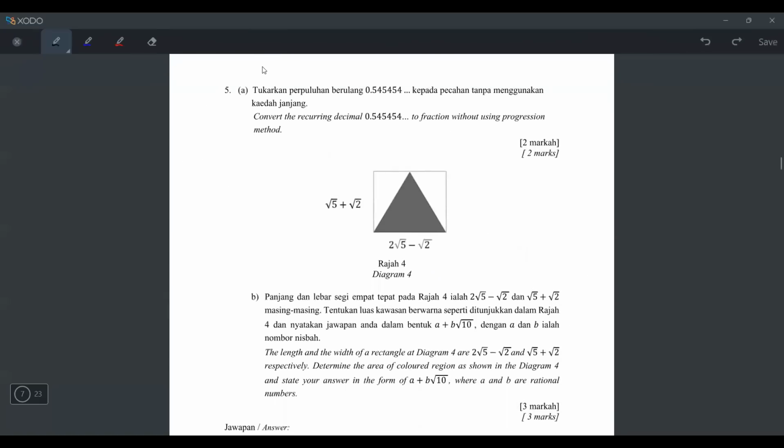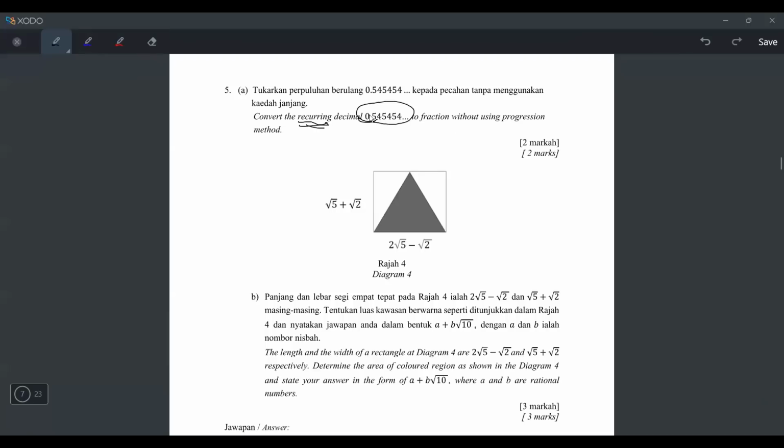Number 5. Convert the recurring decimal. So you have to know this word. Recurring means the decimal, after the decimal point, the digits keep repeating and it goes on forever. But you have to determine how many digits are recurring. For example, if it's 0.77777, then this is a recurring decimal and only one digit is recurring, re-happening. But if it's this kind of decimal, it's a 2-digit recurring decimal. It means it recurs after 2 digits.